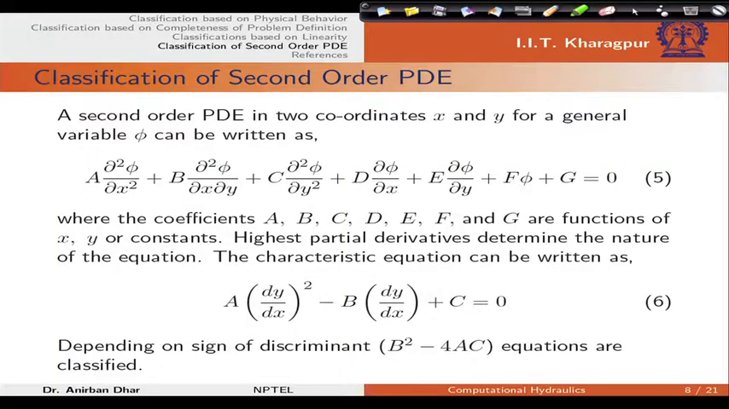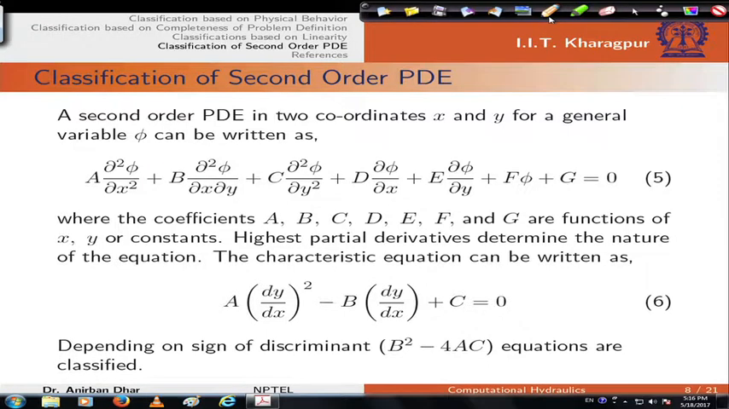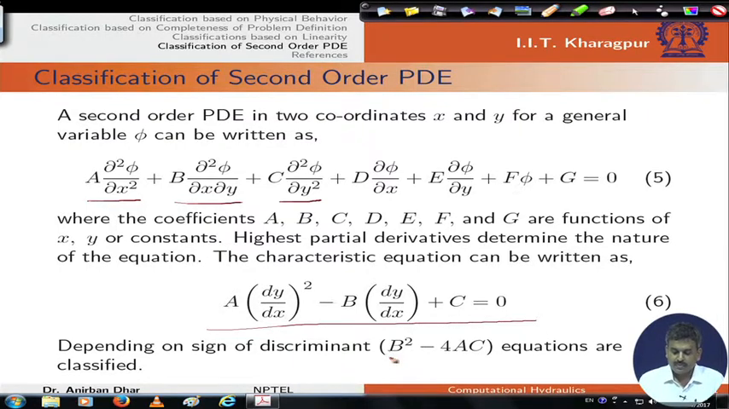Highest partial derivatives determine the nature of the equation. So in this case highest partial derivatives are 1, 2, 3. So from this equation we can get the characteristic equation which can be written in this form, and depending on sign of discriminant, that is b square minus 4ac, the equations can be classified.